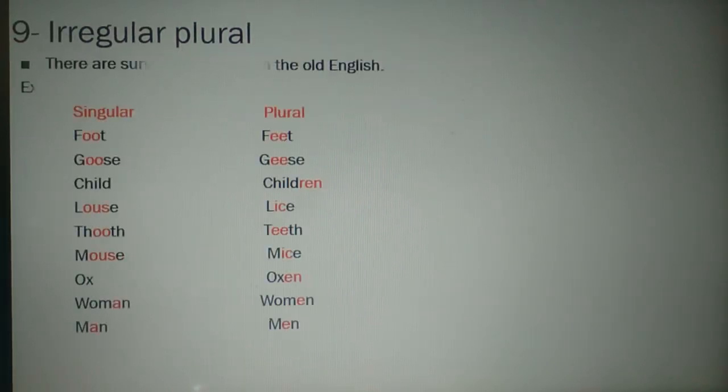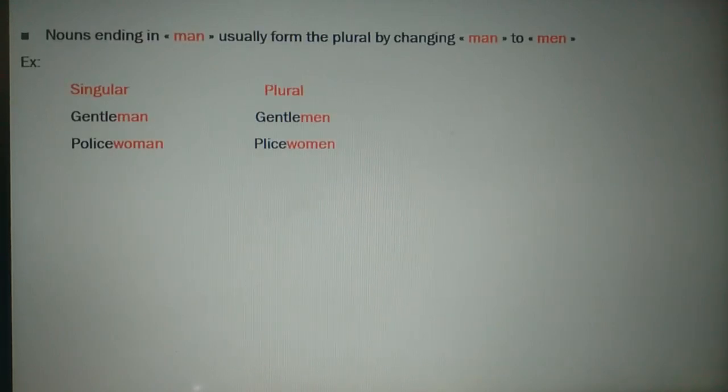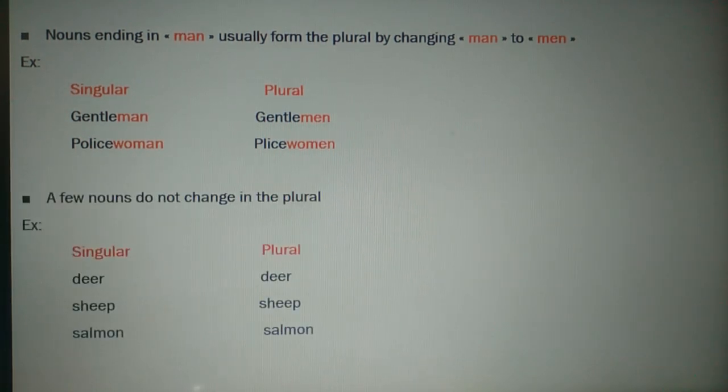Irregular plural nouns should actually be memorized because they are surviving words from Old English: foot, feet, goose, geese, and so on. Now, words ending in man, change it to men. For example, gentleman, gentlemen. A few nouns do not change in the plural. It remains the same, like deer, deer, and so on.